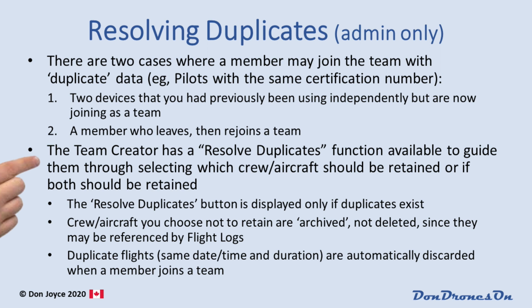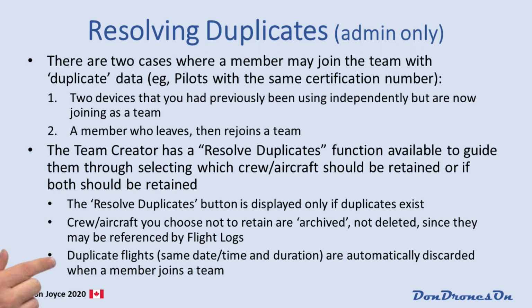So the team creator has the Resolve Duplicates function available to guide them through selecting which crew or aircraft should be retained, or if both should be retained, like I said. The Resolve Duplicates button is displayed only if duplicates exist. If there are no duplicates, it doesn't show up at all. Crew or aircraft that you choose not to retain, like Dad's Mavic, are not actually deleted, but they're archived because they could be referenced by flight logs and you don't want to lose that reference.